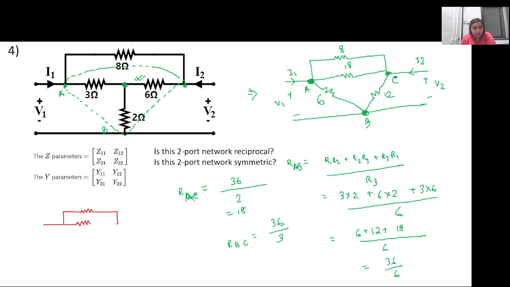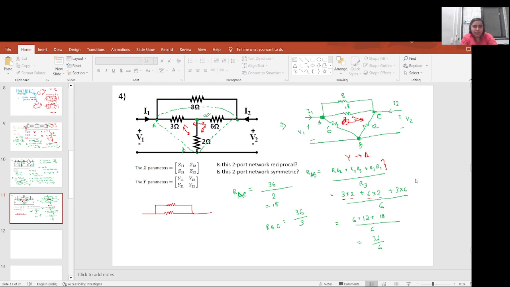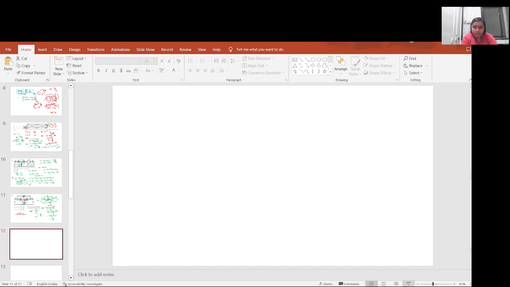Ma'am, do you have any technique to remember these equations? Because I frequently forget this conversion. That is what I was showing you. So if we are converting from star to delta, the numerator will be the multiplication of two adjacent resistances. Sorry, not this one. In this case, multiplication of two adjacent resistances, right? So this is 3 into 2, 6 into 2, and so on. So this is R1 into R2, R2 into R3, R3 into R1. I think I had previously told you this, if you don't remember.